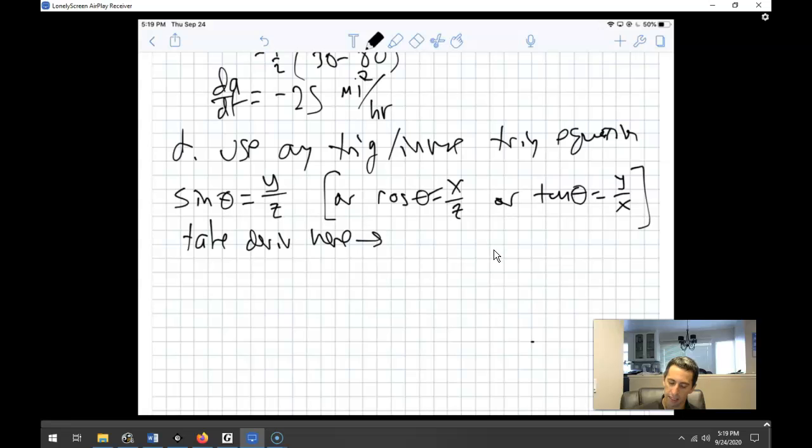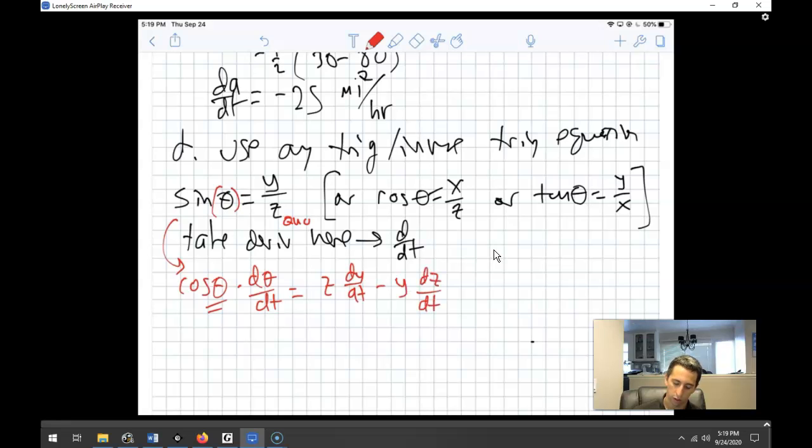And again, I'm going to need the d by dt of everything. So let's think carefully about the left side. When you take the derivative of sine of theta, you still need to use the chain rule. It's cosine of theta times the derivative of theta, so times d theta dt. When I take the derivative of the right side, I need to use the quotient rule. So it's low d high minus high d low, over the square of the bottom. Away we go.